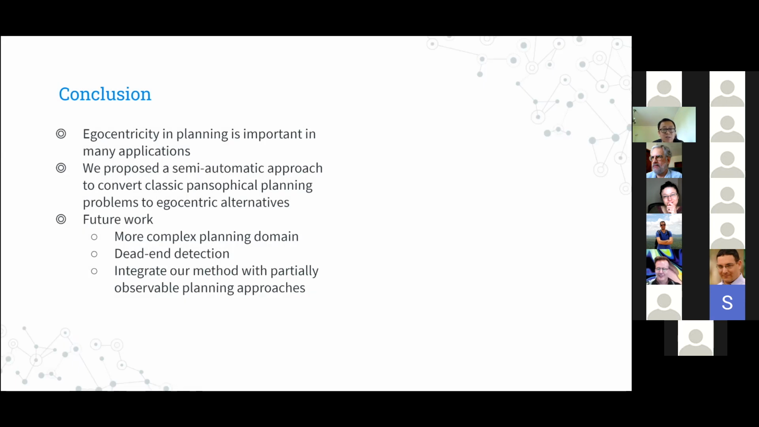So in conclusion, we believe that egocentricity in planning is important in many applications. Here we proposed a semi-automatic approach to convert classical planning problems to egocentric alternatives. In the future, we would like to test our methods on more complex planning tasks. And then we would like to add dead end detection to detect dead ends given the egocentric information. And finally, I want to see how our algorithm will work in the presence of a belief state and how it can be integrated with some of the partially observable planning approaches, such as conformant and contingent planning. And that is it for my presentation.